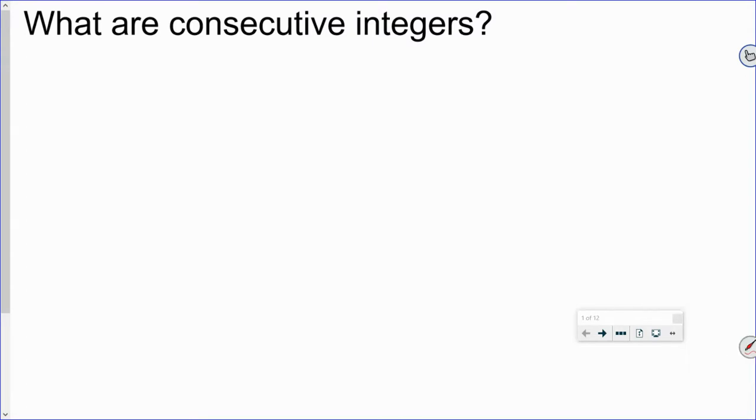Well, that's pretty simple. If I were going to name consecutive integers beginning with the number 5, that might be my first number. And if it's a consecutive integer, then my next integer would be 6. My next integer would then be what? 7. That's what that word consecutive means. It means one follows the next.